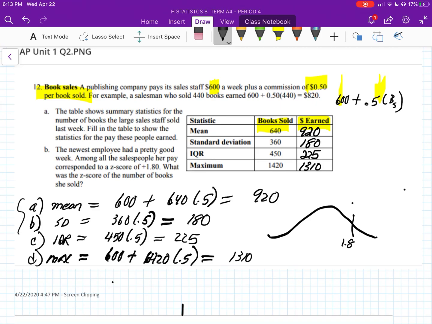So this is all for part A. And then for part B, her Z-score would also be 1.8. Right? You can ask me about that later if you'd like to. And that is question number 12.